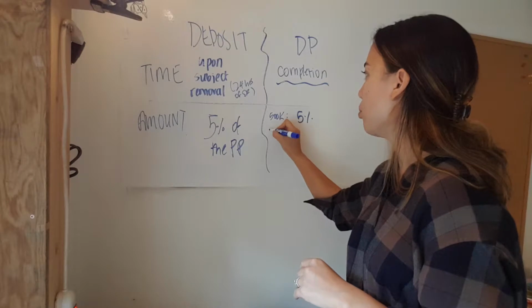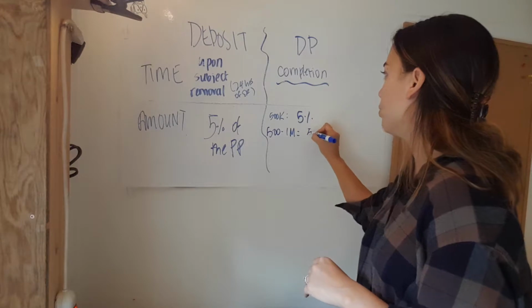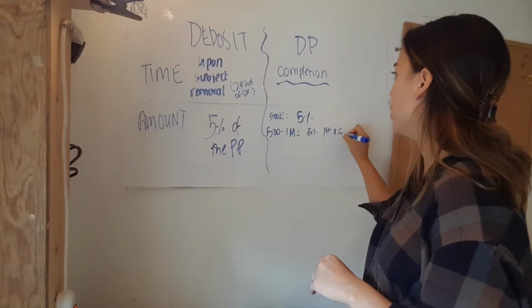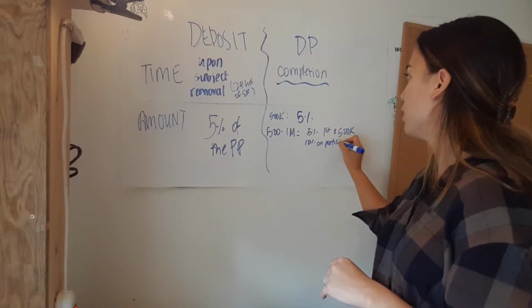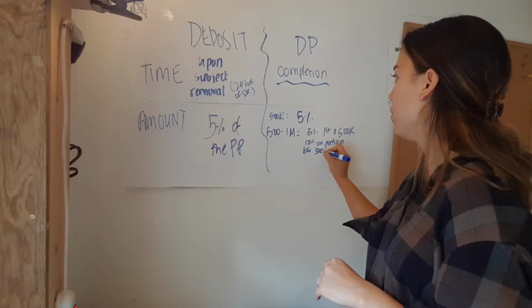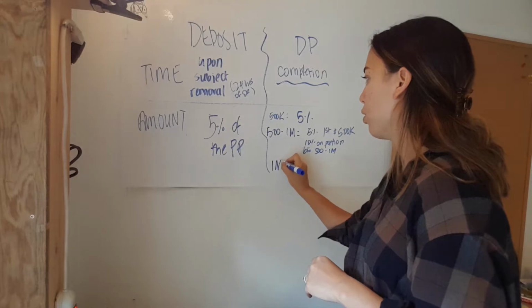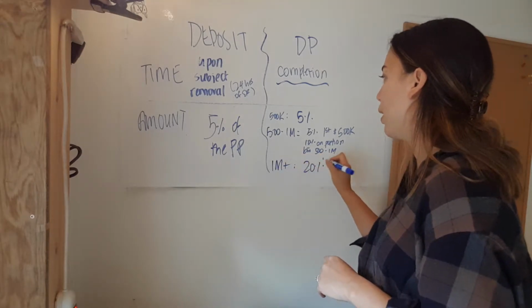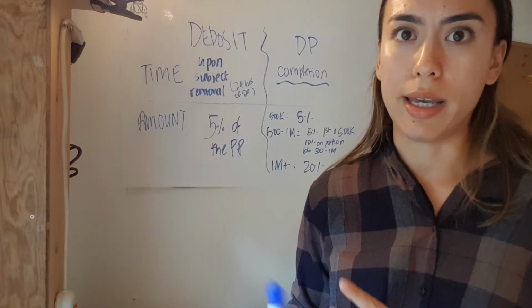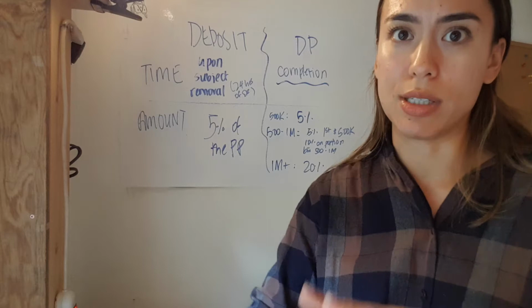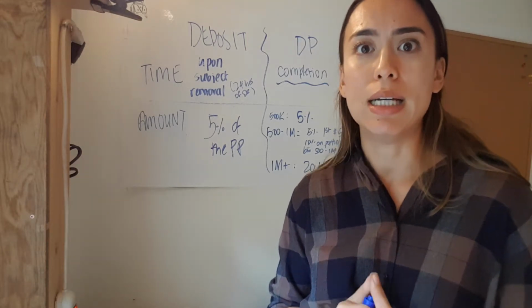So for properties valued between 500K and $1 million, it is 5% on the first 500K, and then 10% on the portion between 500K and 1 million. And then for properties that are over the $1 million mark and above, you require a minimum of 20% down payment on the entire purchase price. Not like the portion between 500 and $1 million. It's just anything over $1 million, you need to have a minimum 20% down payment on the entire purchase price.